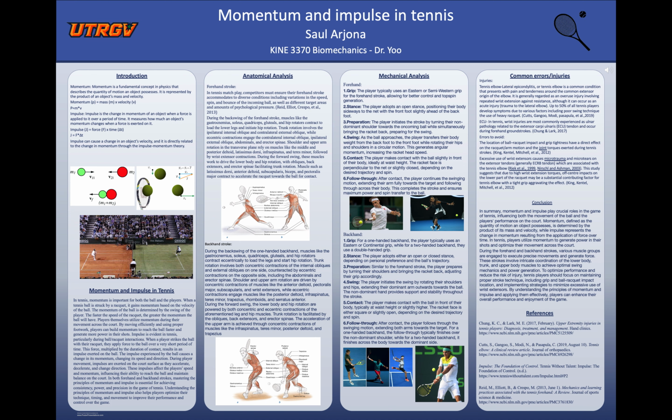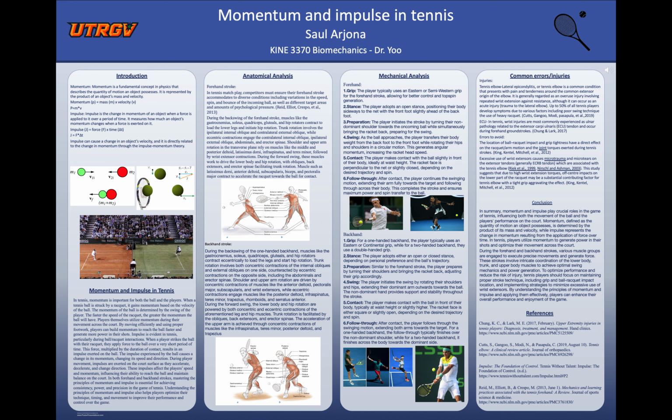For the backhand, like I said, grip is very important. So number one, grip. For a one-handed backhand, the player typically uses an Eastern or continental grip, while for the two-handed backhand, they use a double-handed grip. Number two, stance. The player adopts either an open or closed stance depending on personal preference and the ball's trajectory. Three, preparation. Similar to the forehand stroke, the player prepares by turning their shoulders and bringing the racket back, adjusting the grip accordingly.